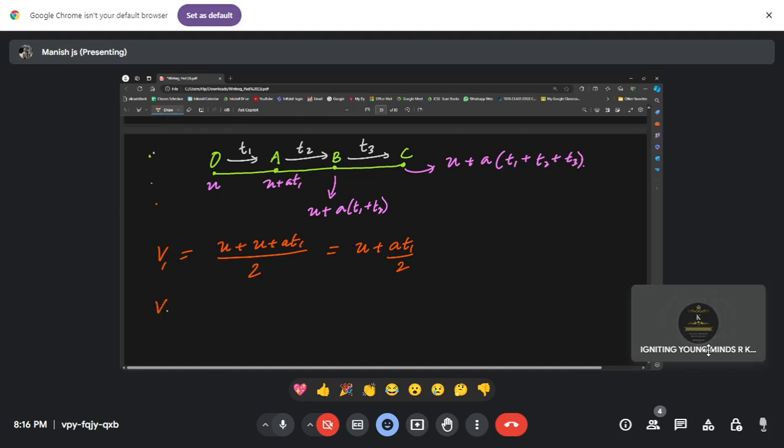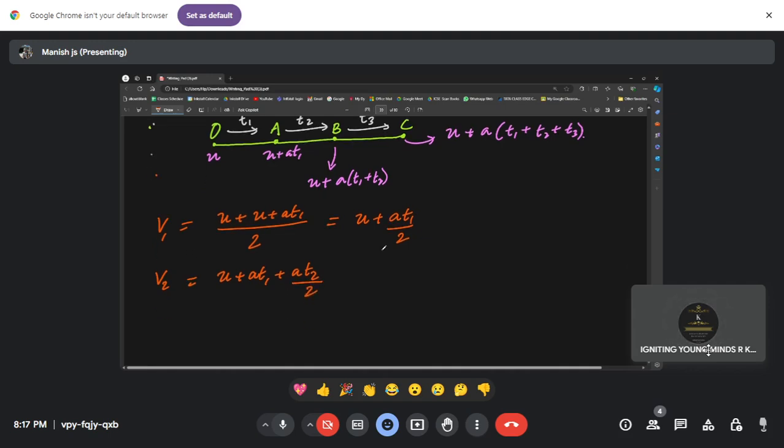Similarly, write the value for v2. So v2 can also be written as u plus at1 plus at2 upon 2. That is until point B. You need to understand v1 is for OA, v2 is for OB, and v3 will be for OC.